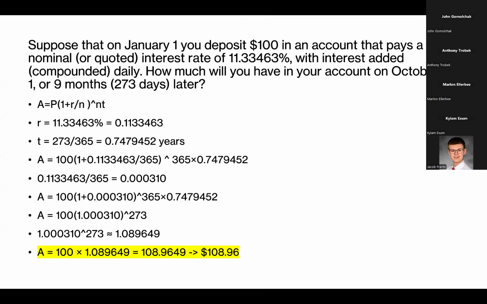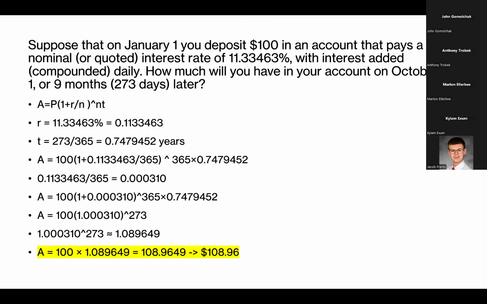suppose that on January 1, you deposit $100 in an account that pays a nominal or quoted interest rate of 11% with interest added daily. How much will you have in your account October 1, or 9 months later? So from there, you just plug in the formula.